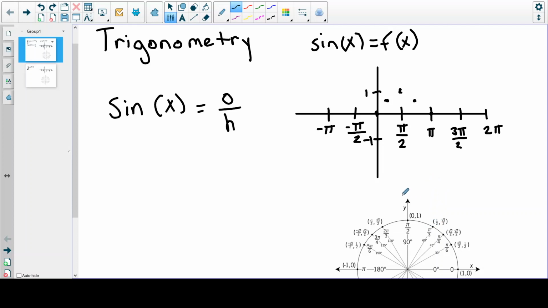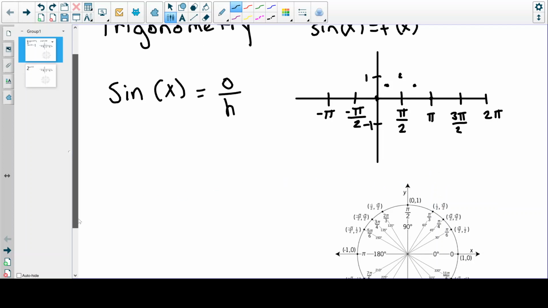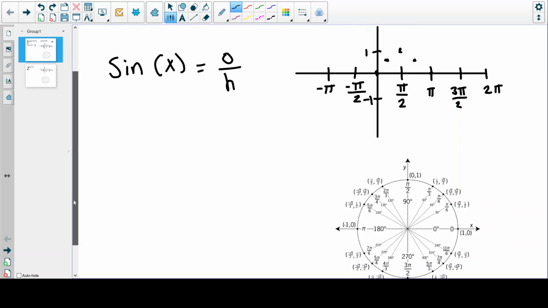Let's see if I can scroll down here a little bit. Okay, a little bit more. Then in between, at 5 pi over 4, it's going to be roughly right there. And then at 3 pi over 2, it's going to be -1. And then again, it's going to be square root of 2 over 2, and then back at 0. So we're going to get this wave-looking function. The drawing's not too great, but you're going to get this wave-looking function like this in either direction.